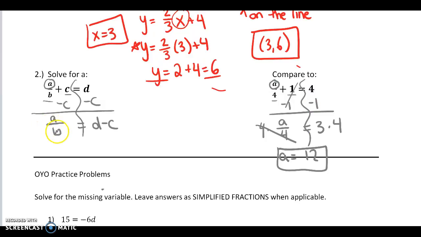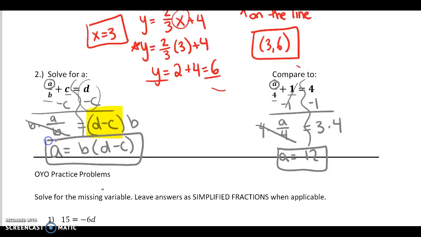So to undo division by b, I have to multiply by b. So if I divide by b and I multiply by b, they cancel. Whatever you do to one side, though, you've got to do to the other side. So a is going to equal, I've got to multiply this d minus c times b. Okay, the reason I put this in parentheses is because you're multiplying this entire side by b. Not just the d, not just the c, but everything gets multiplied by b. And by putting in parentheses, it groups them together. So you make sure that the b gets multiplied to both the d and the c.